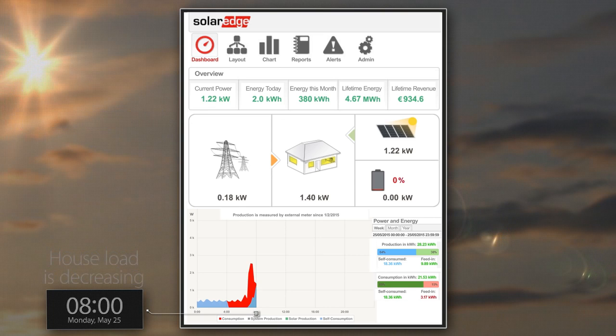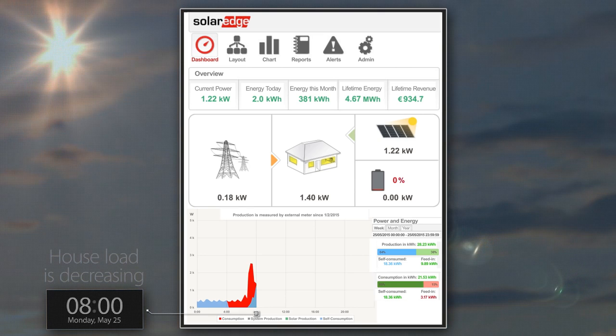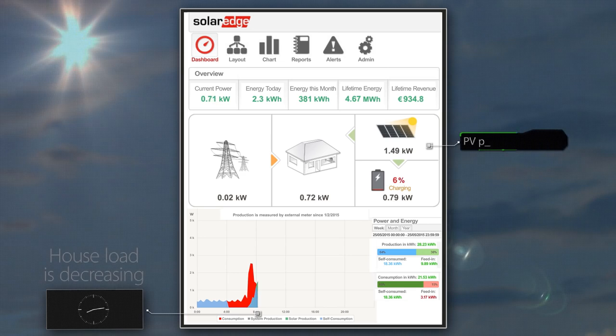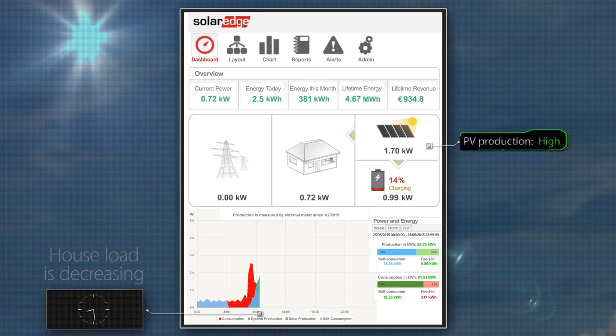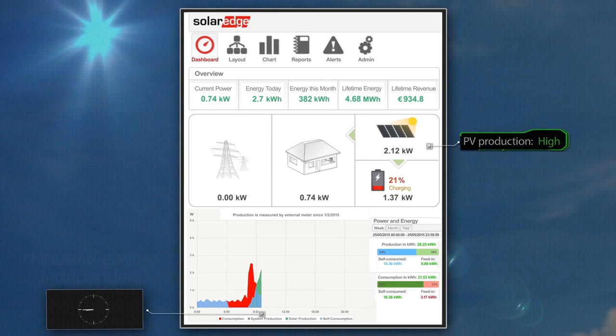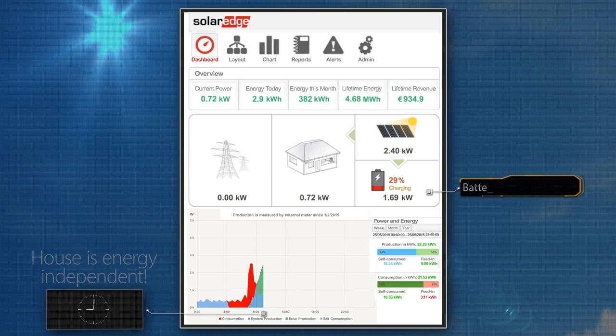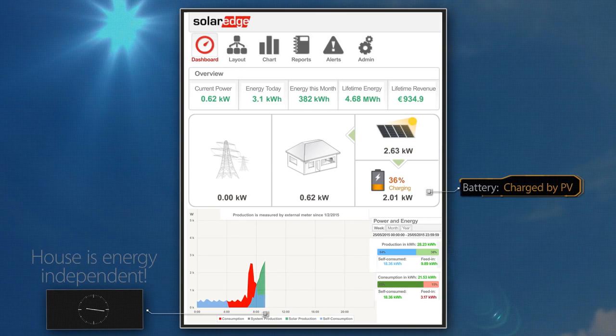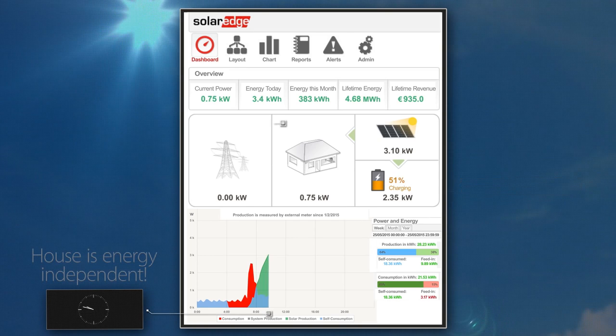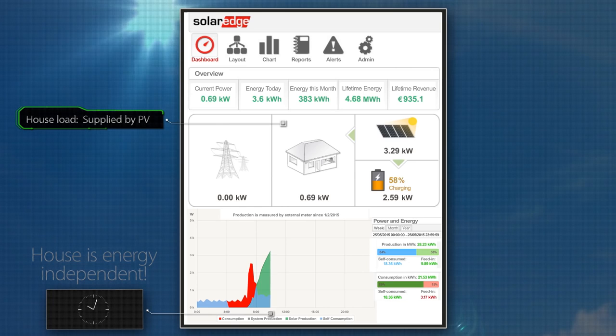It's 8 AM. Since everyone has left the house, the load has dropped. PV production now greatly exceeds consumption, so there is no electricity supplied by the grid. The house is now energy independent for the first time today. The green production curve exceeds the blue self-consumption curve. In this case, the excess PV energy is used to charge the battery.